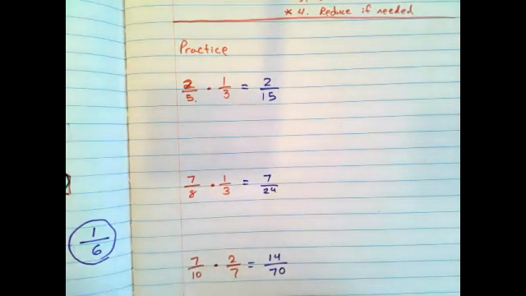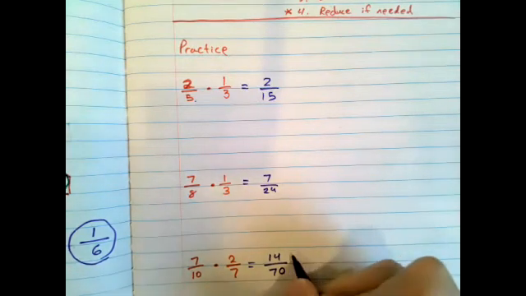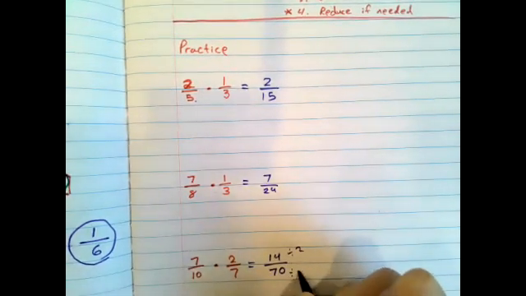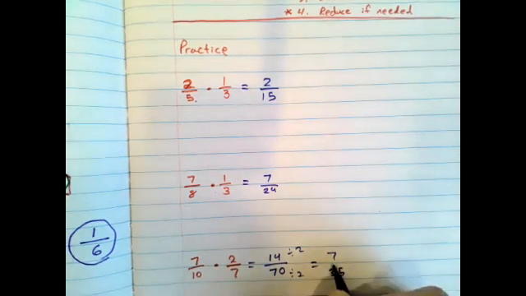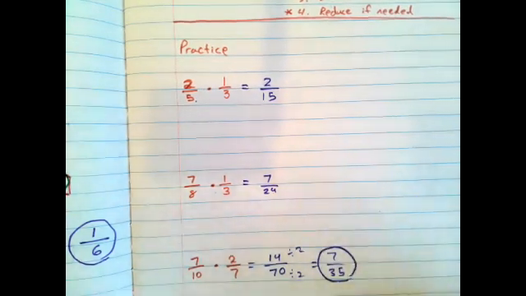Ooh, I think I can. Both denominator and numerator are even numbers. That means I can divide by 2. 14 divided by 2 is 7. 70 divided by 2 is 35. I think that's going to be my reduced answer.